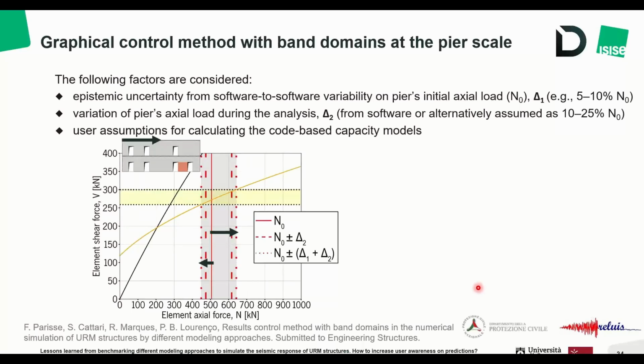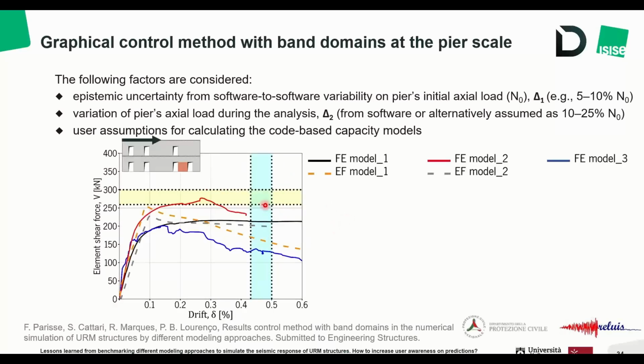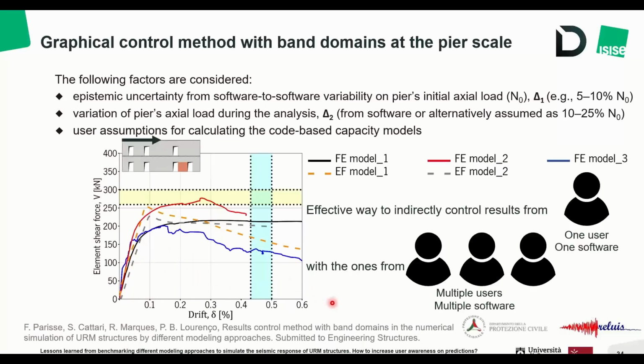After this, we can easily define our band in terms of element shear force. So this is our expected shear force in the pier, and then we can compare. We can calculate also the vertical band in terms of drifts, always starting from the variation of the axial load during the analysis, and compare the results of the different finite element models and equivalent frame models all together. Or this method can also be effective to indirectly control the results from one user and one software with the ones from multiple users and multiple softwares.